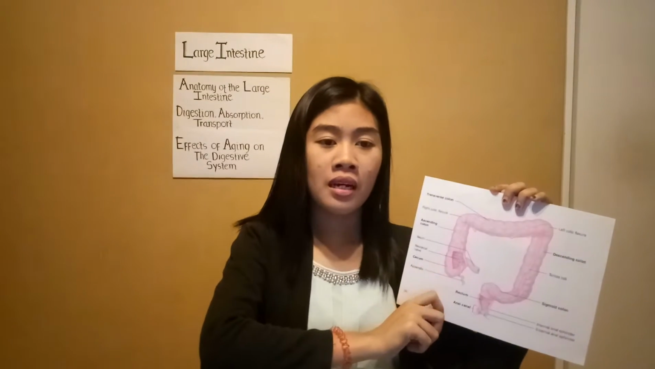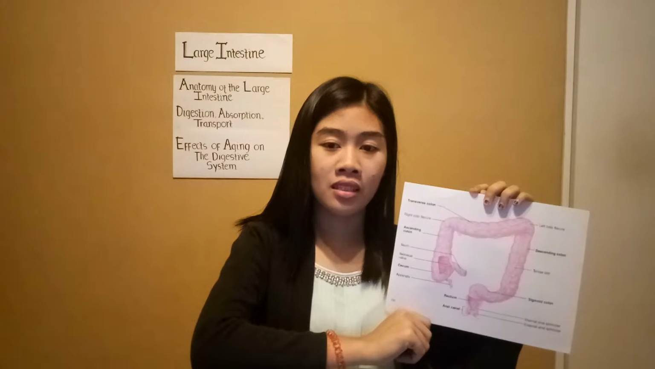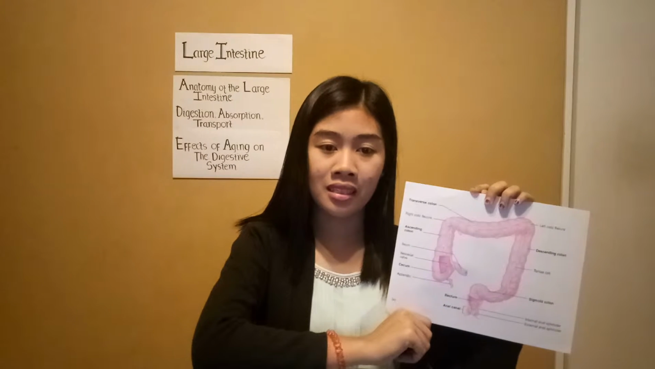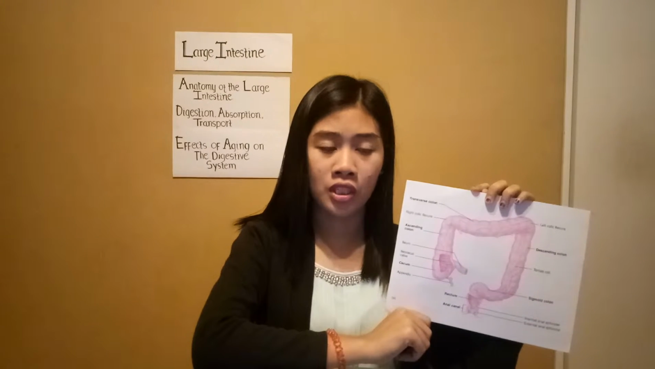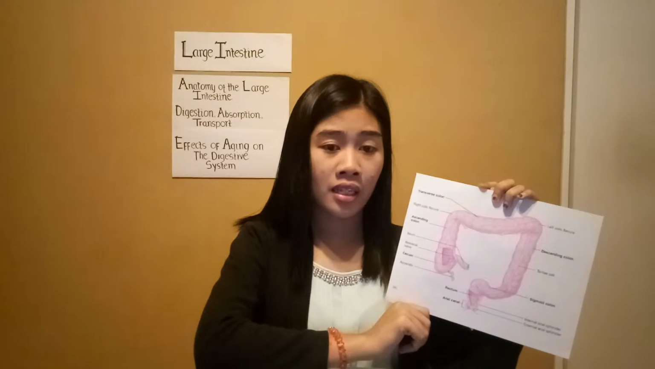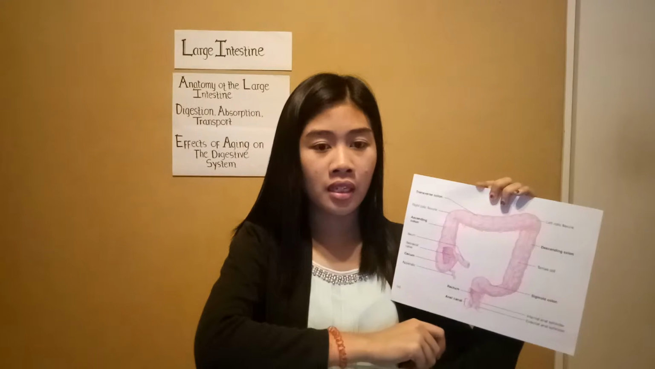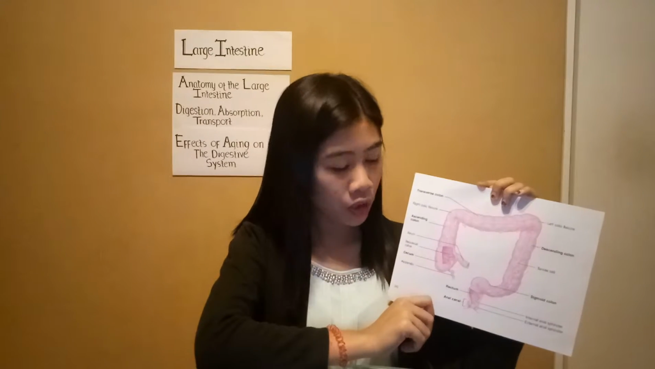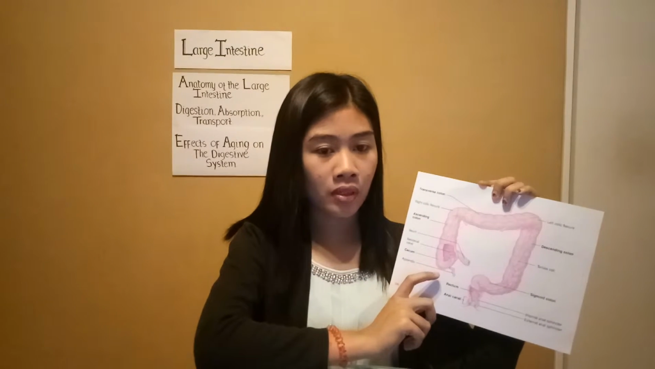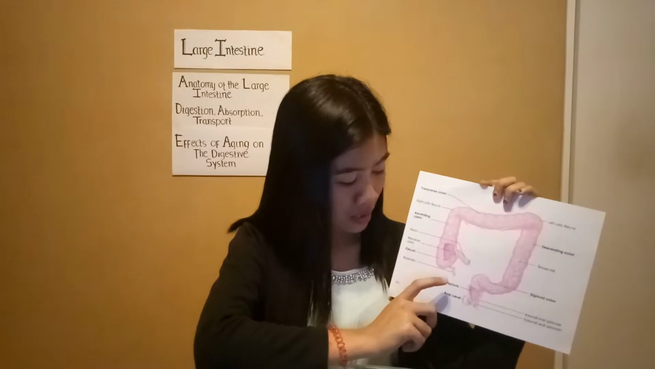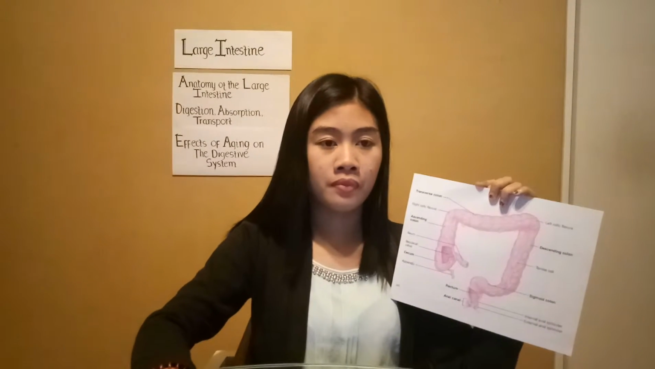The cecum is the proximal end of the large intestine, where it joins with the small intestine at the ileocecal junction. The cecum is located in the right lower quadrant of the abdomen near the iliac fossa. Attached to the cecum is a structure about 9 cm long called the appendix.